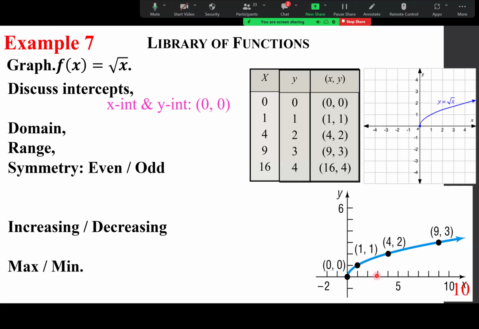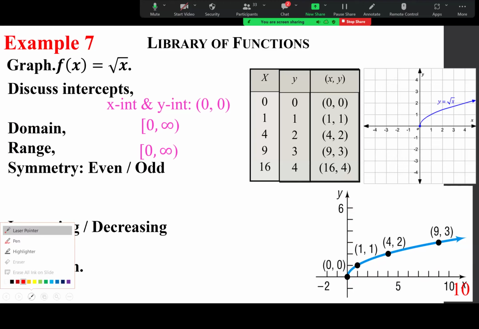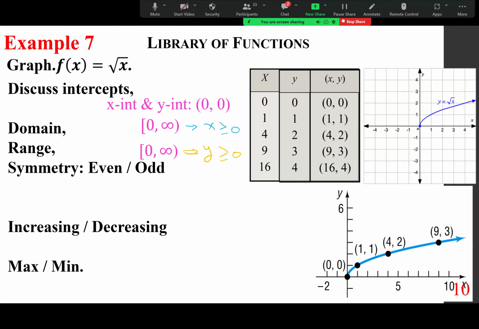Domain is the portion that is covering the x-axis. As you can see, it covers from 0 to infinity. And range, the portion that covers the y-axis. Also, this ultimately goes to infinity. It covers 0 to infinity. So domain is 0 to infinity. 0 is included. Range is the same thing, 0 to infinity, but we mean this one. So to distinguish between the two, you need to know this means x is greater than or equal to 0. This means y is greater than or equal to 0. That's the meaning of it, okay?